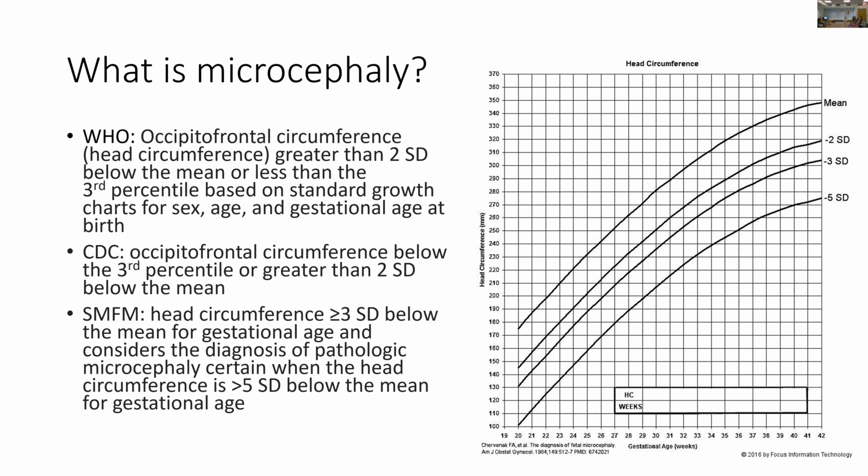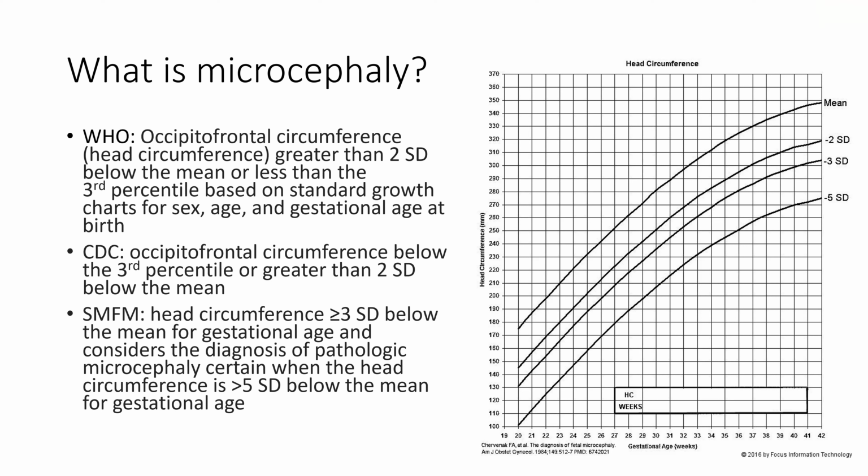If you ask the WHO, you use 2 standard deviations or less than the 3rd percentile. If you ask the CDC, 2 standard deviations or less than the 3rd percentile. If you ask SMFM, head circumference, 3 standard deviations. And then it's definitely pathologic if it's more than 5 standard deviations. So for our group's purposes, we use 3, although even if you look in Woodward it will say things like 2.